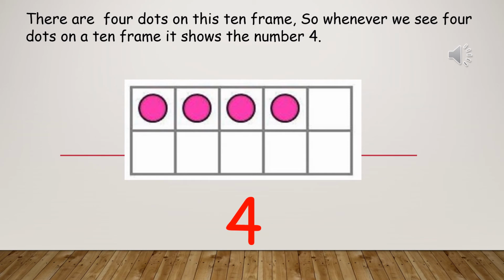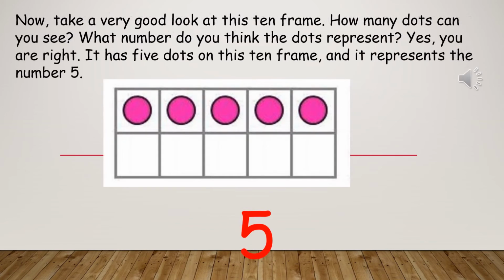There are 4 dots on this 10 frame. So, whenever we see 4 dots on a 10 frame, it shows the number 4. Now take a very good look at this 10 frame. How many dots can you see? What number do you think the dots represent? Yes, you are right. It has 5 dots on this 10 frame and it represents the number 5.